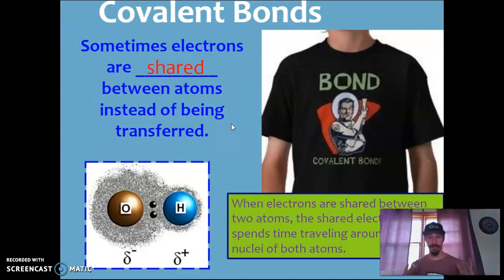Basically, you can think of it like I have it written there. A shared pair of electrons between two atoms means that those electrons spend about 50-60% of their time around one atom and about 50 or 40% of their time around another atom. And when I say around the atom, I mean around the nucleus where electrons live, right?